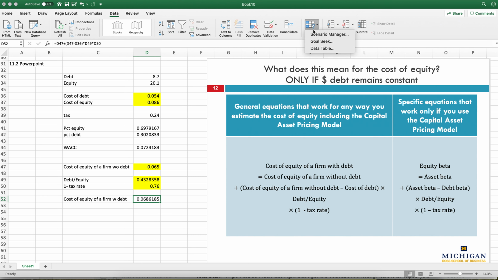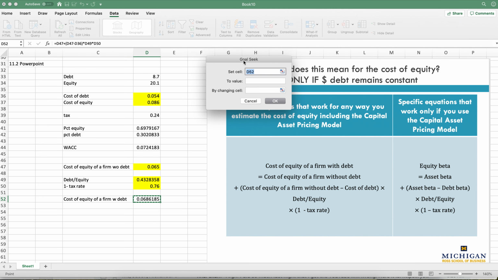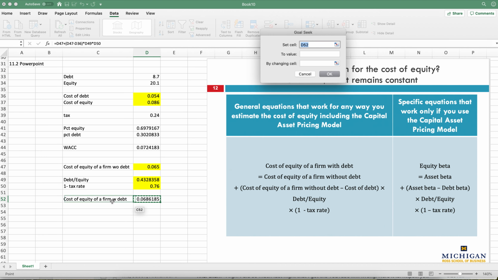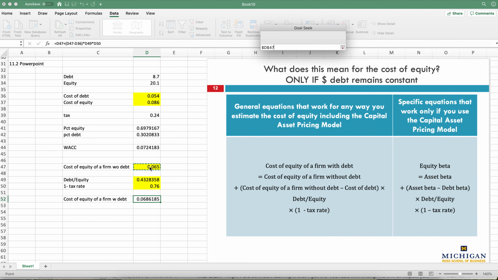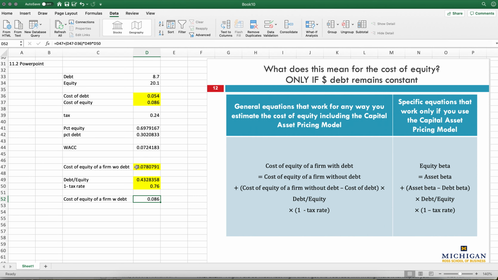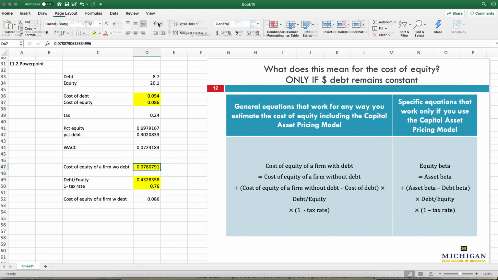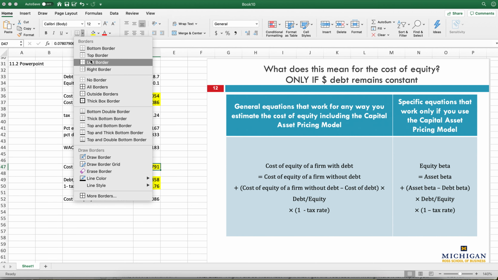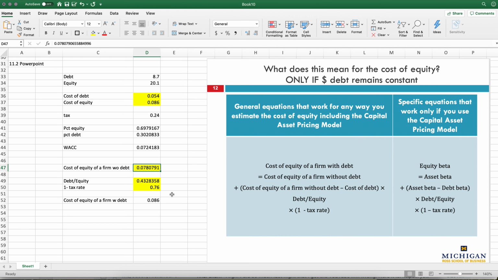We want to use GoalSeek. And we are going to set the cost of equity of a firm with debt to the value for cost of equity, which is right here, 0.086. And we're going to do that by changing this cell. Let me highlight it and make it all big and spiffy.